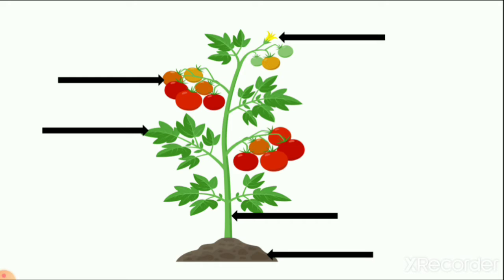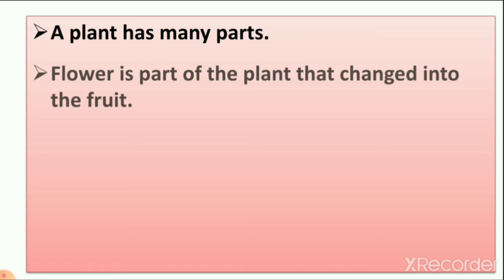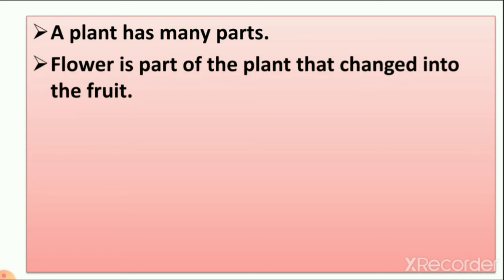So now you can understand from this lesson that a plant has many parts, and like us, we have hands, legs, eyes, nose, plants also have different parts. So here are the parts of the plant. Then we learn about the parts of the plant. The flower is a part of the plant that changes into the fruit. We saw the video of apple, guava and many other fruits.